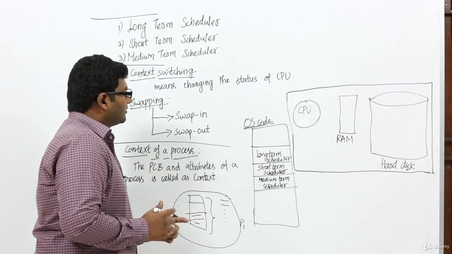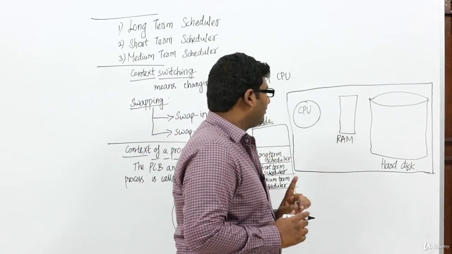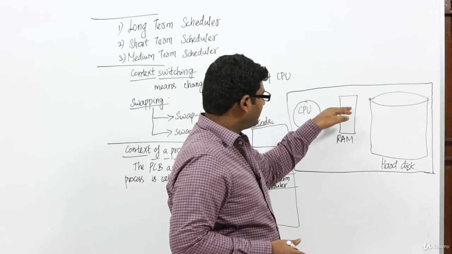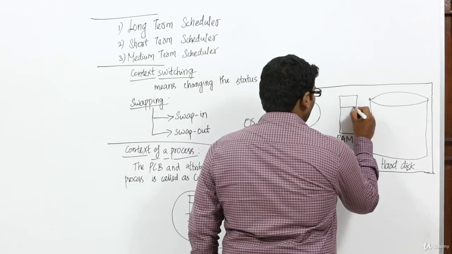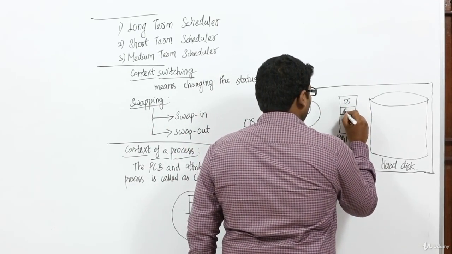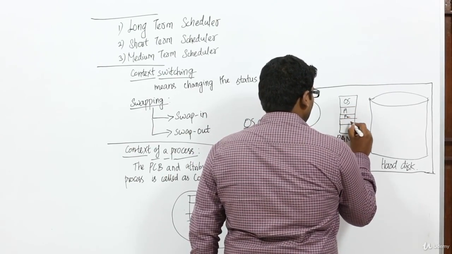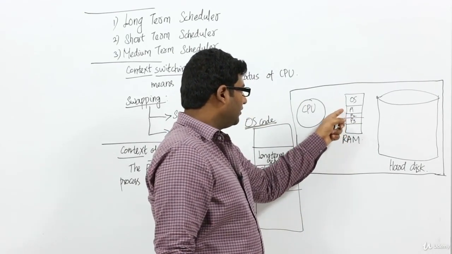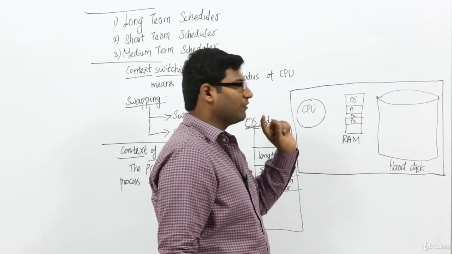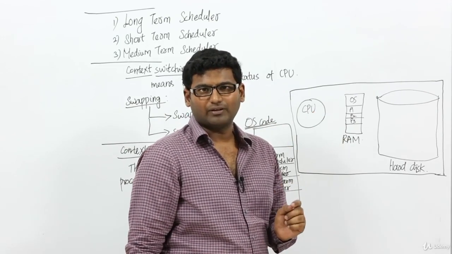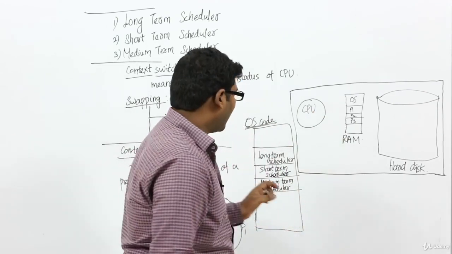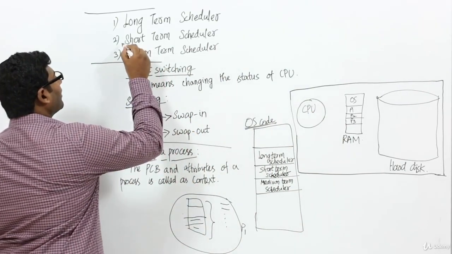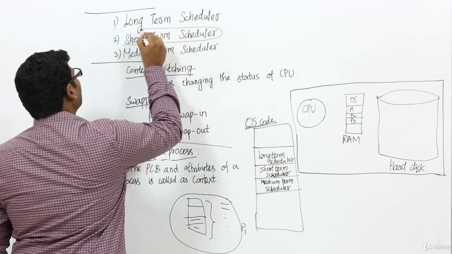Fine. Now let's come to this. So far we have seen that, let us assume there are a lot of programs in RAM. First of all we have the OS, then we have P1, P2, P3. Now within these three processes, whichever process should get the CPU first is decided by the scheduler. That's what we have seen so far, right? That scheduler is specifically called the short-term scheduler.